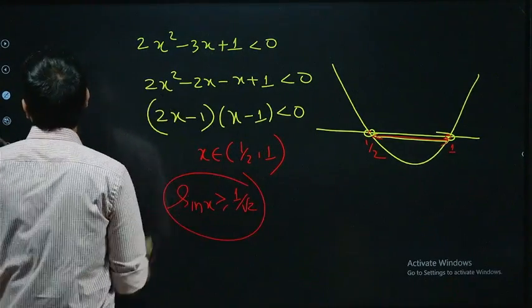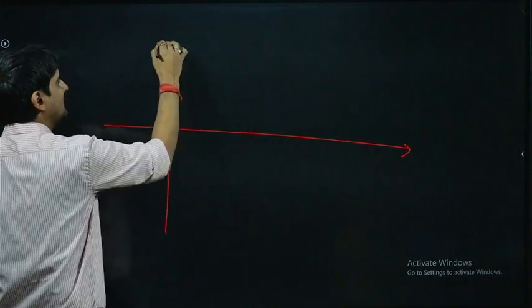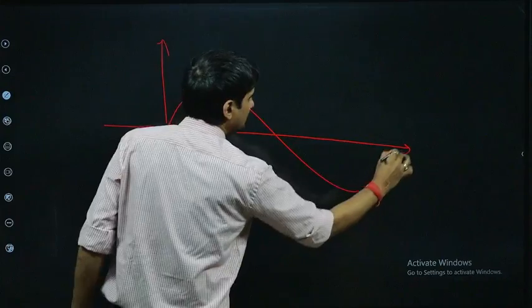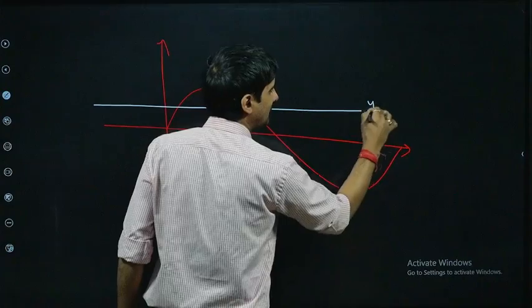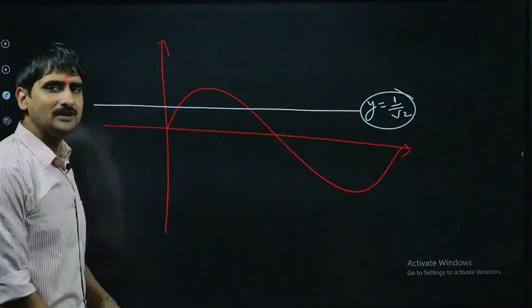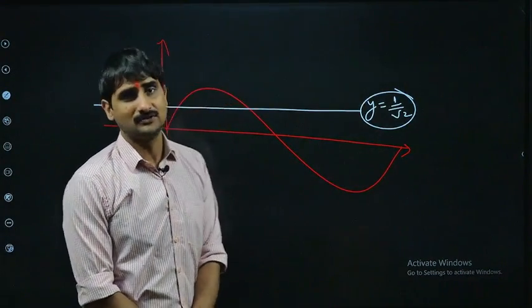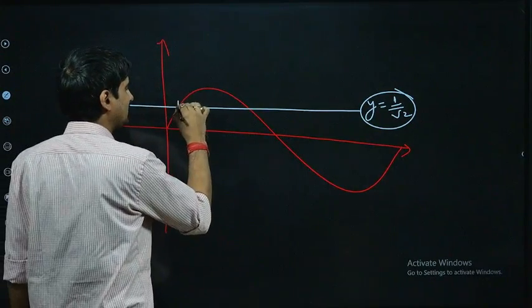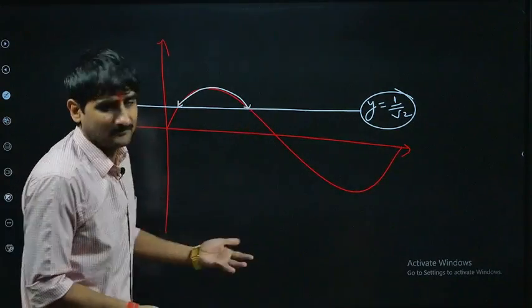Now the next one is sin x has to be greater than or equal to 1 by root 2. Now, sin x is a periodic function, we all know it, isn't it? So how do I approach it? I approach it using the curve. I will draw the line y equals 1 by root 2, and we need sin x to be greater than or equal to it. So which portion is greater than or equal? That's the portion of the sine curve which is above the line, or of course equal to it.